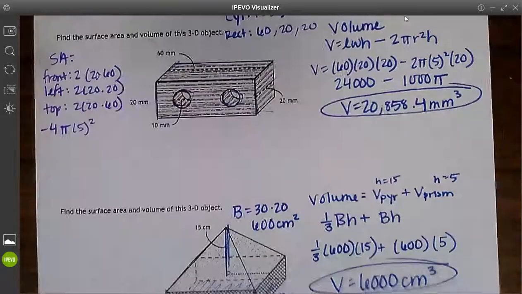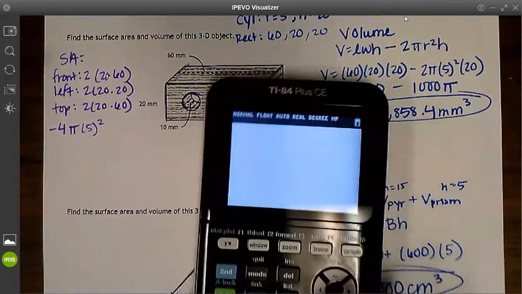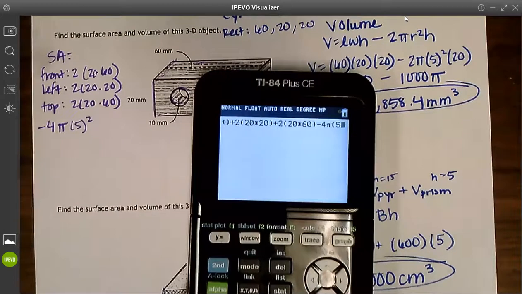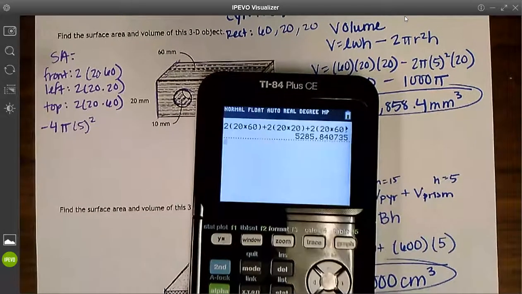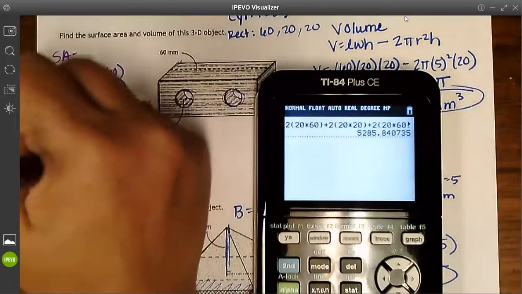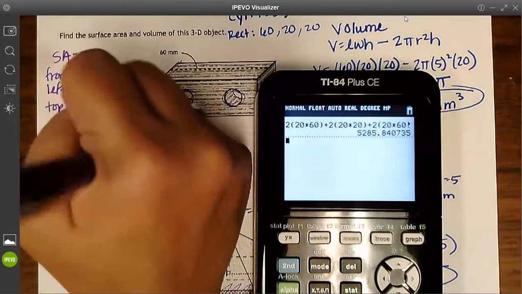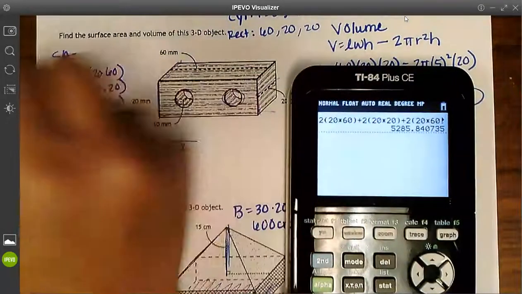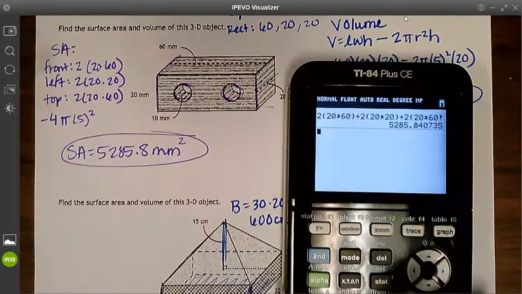There's 4 of them. So now I have 2 times 20 times 60 plus 2 times 20 times 20 plus 2 times 20 times 60. And I'm subtracting 4 pi times the 5 squared. And you get 5,285.8. All right, and we are going to stop there.